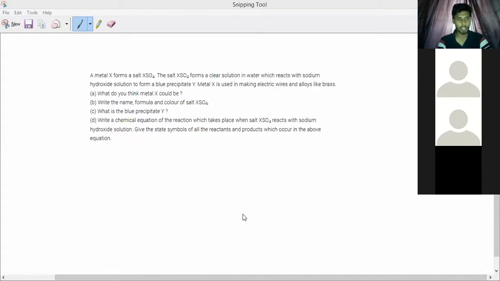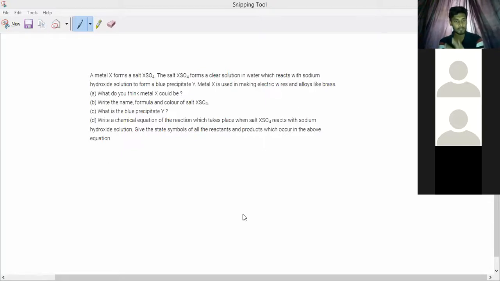What is the first question? Read the question carefully. They are asking: metal X forms a salt solution XSO4, so X is a what? And the salt XSO4 forms a clear solution in water, which reacts with the sodium hydroxide solution to form a blue precipitate Y. Now you tell me.